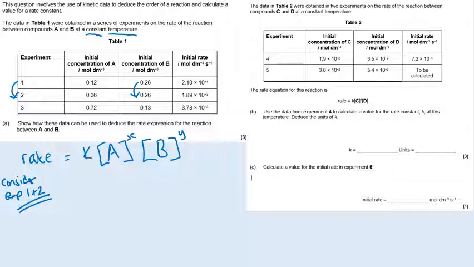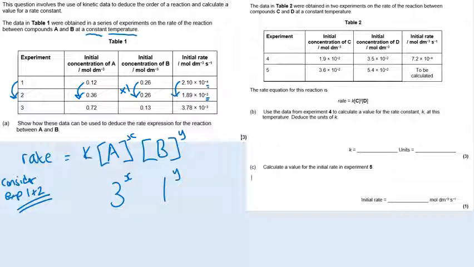And I can see that the concentration of B doesn't change, so 1 to the Y. Concentration of A is tripling, so it's 3 to the X. And the rate, be careful, it appears to be decreasing, but look at the standard form, it's actually increasing.